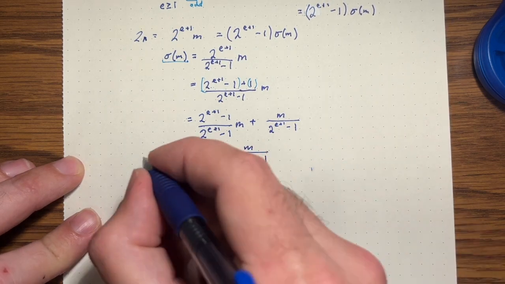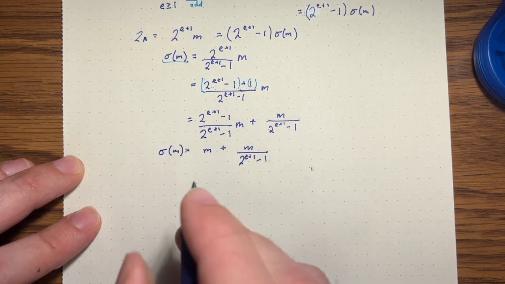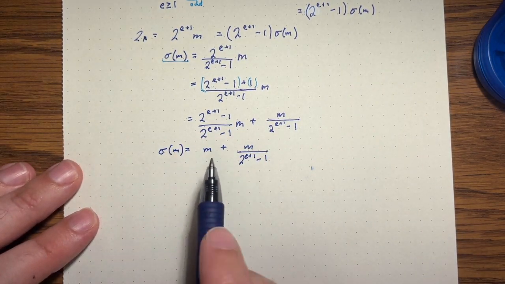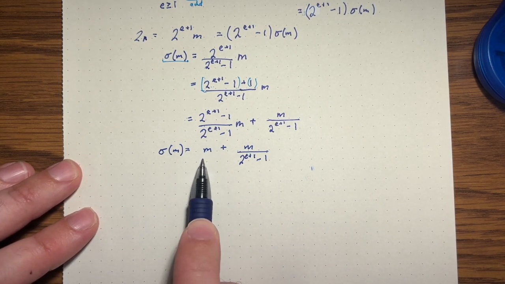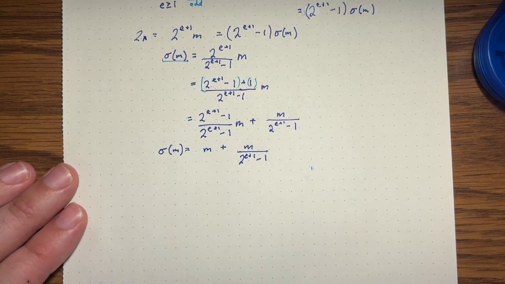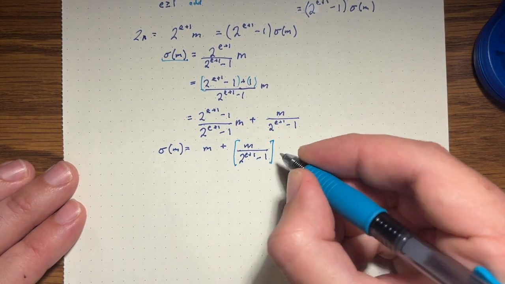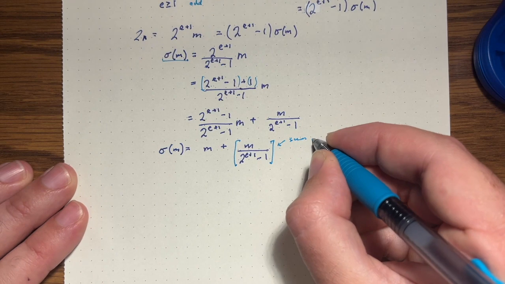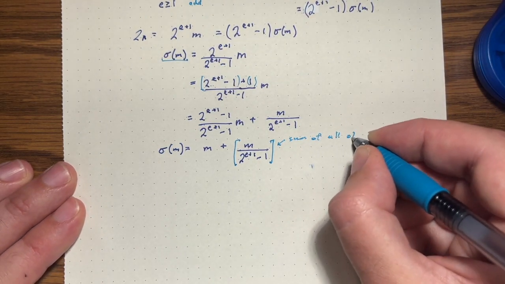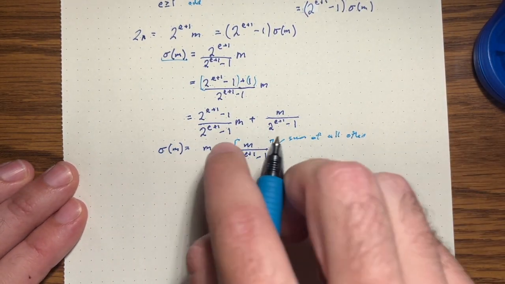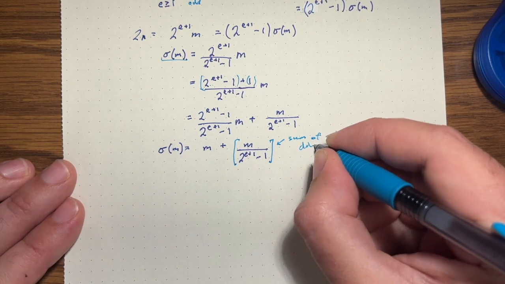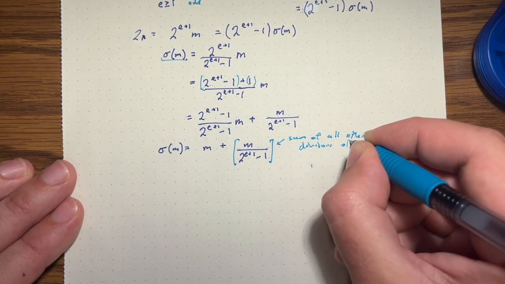And this is useful because sigma of m, after all, is the sum of all divisors of m, which includes m itself. We can see that explicitly here. And then this has to be the sum of all the rest of the divisors. So this is the sum of all other divisors, right? Because sigma m equals m plus something: all other divisors of m.